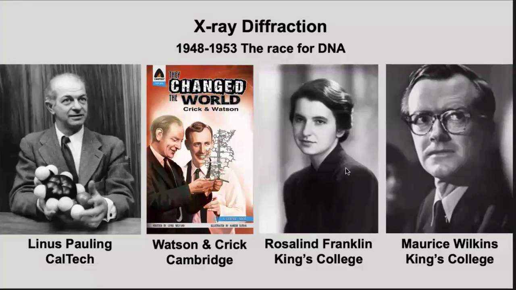So meanwhile, outside of London, at King's College, there were two other scientists who were working on this same problem, Rosalind Franklin and her colleague Maurice Wilkins. And Rosalind had found the trick. She knew how to get really good X-ray pictures of DNA.